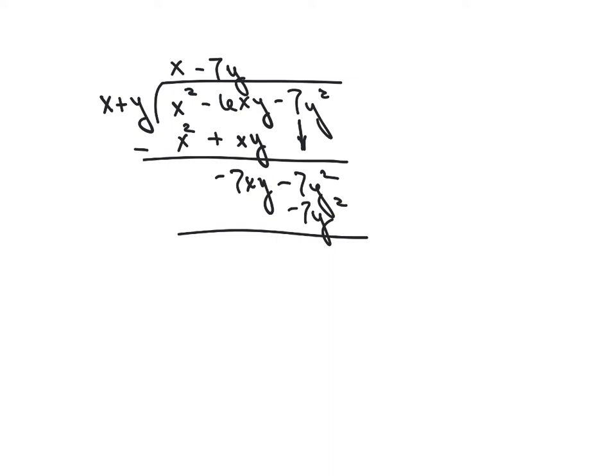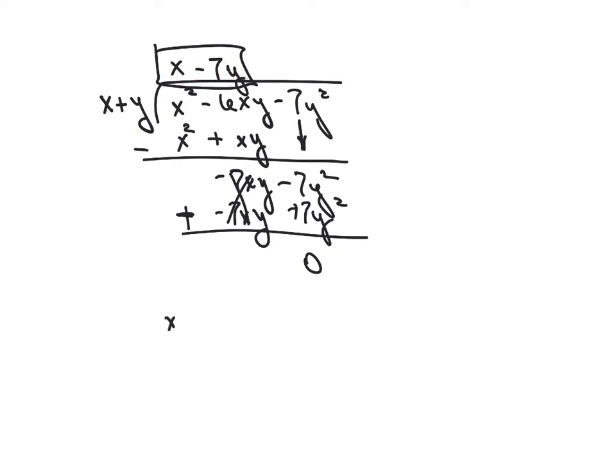And I've got negative 7y times x. So that's a minus. Those cancel. Negative 7 minus a negative 7y is the same as adding, which gives me 0, which means I'm done. This means that x plus y goes into this x minus 7y times.